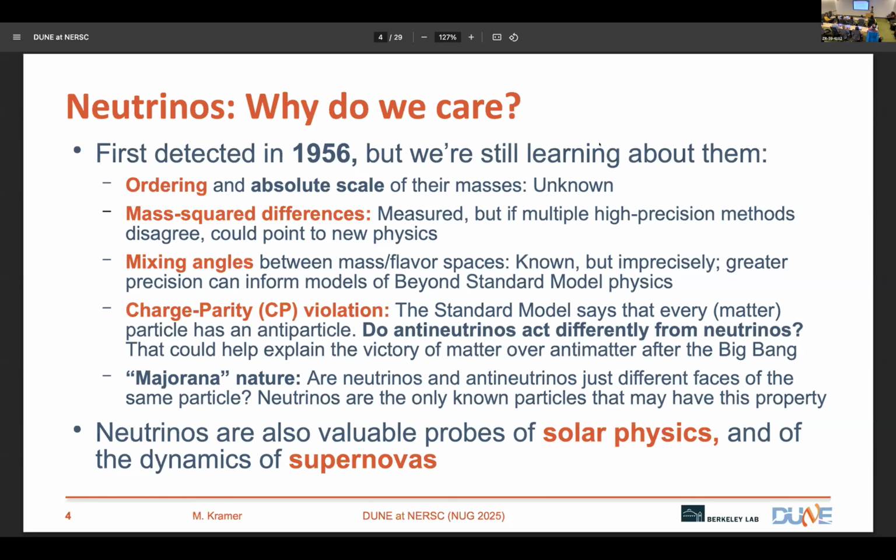Finally, there's also the question of whether neutrinos and antineutrinos are actually different faces of the same particle, maybe different behaving faces, but still the same particle mathematically. That would make them a so-called Majorana particle. And if that's found to be the case, then neutrinos would be the first known particle to have that property. DUNE is not able to look for the Majorana nature of the neutrino, but other experiments, neutrinoless double beta decay experiments, are working on that.